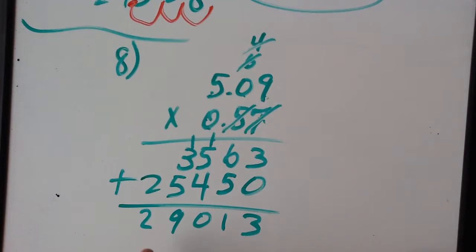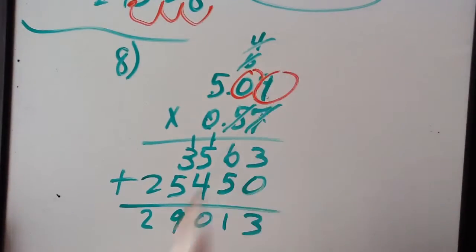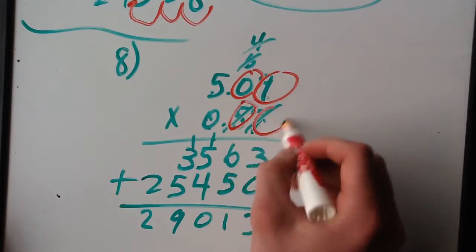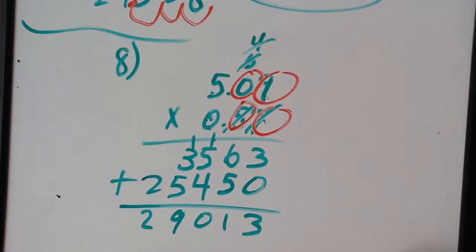So my digits in my answer are 29013, but where does my decimal go? Let's place the decimal. How many digits are after the decimal points in your original numbers? Well, you have 2 digits there, and you have 2 digits there. So in total, you have 4 digits after the decimal point.